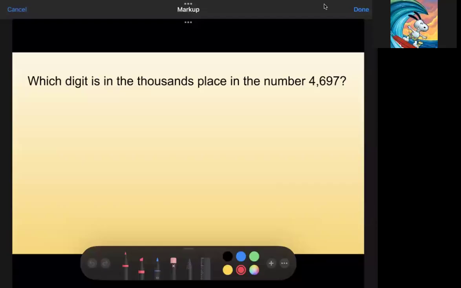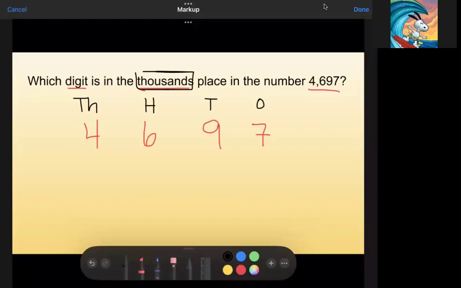Okay, here's our next one. Which digit is in the thousands place in the number 4,697? Let's rewrite that out: 4, 6, 9, 7. And let's label our place values. This is the ones. This is the tens. This is the hundreds. And this is the thousands. They're asking us about the thousands place, which is right here. So the digit in that place value in this number would be the 4. That would be the answer to this question.